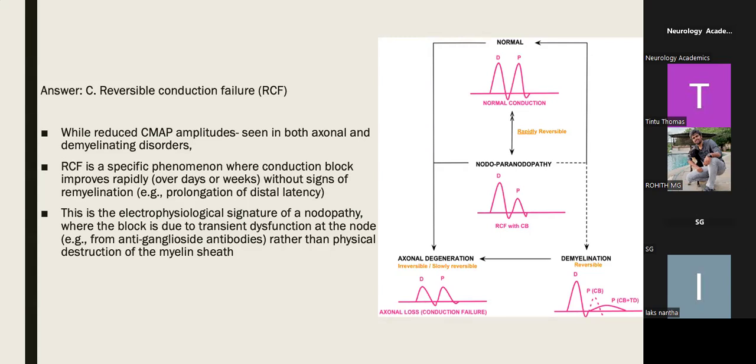Whilst reduced CMAP amplitude is seen in both axonal and demyelinating disorders, RCF is a specific phenomenon which is more suggestive of a nodopathy, and there are no signs of remyelination. Without remyelination, the finding can revert back rapidly. This is the electrophysiological signature of a nodopathy, where the block is due to transient dysfunction at the node of Ranvier rather than destruction of the myelin sheath or demyelination.